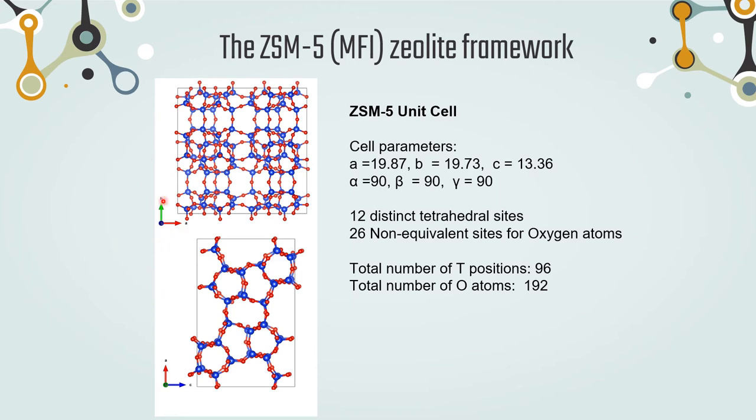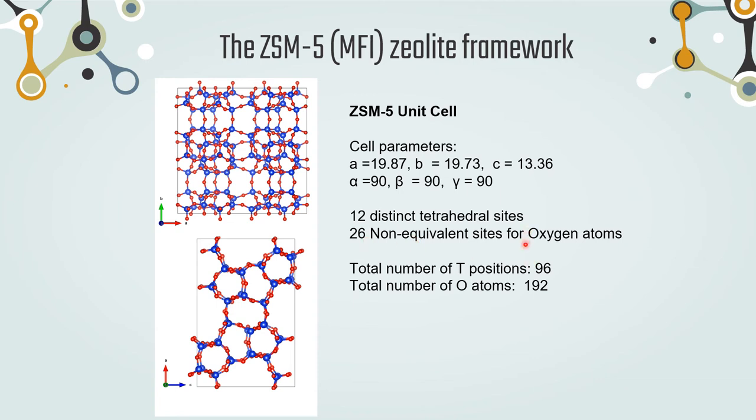This is a representation of the unit cell for ZSM5 with two distinct relative orientations. This is on the AB plane, and this is on the CA plane. These are the cell parameters that we're using in our computation. In the unit cell, there are 12 distinct tetrahedral sites. Although these tetrahedral sites can be occupied only by silicon atoms, the reason they are distinct is that they comply with different symmetry rules. Also, in a similar way, we have 26 non-equivalent sites for oxygen atoms. Each of these non-equivalent sites follows distinct symmetry rules.